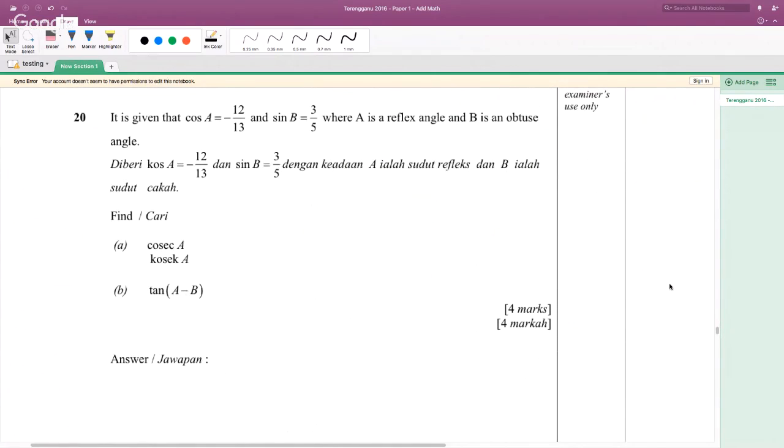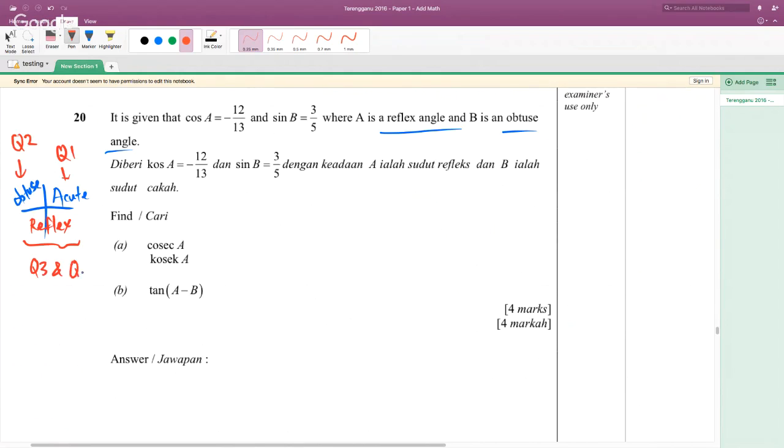Okay, so question 20. It's given that cos A is this one, cos B is this one. A is a reflex angle, B is an obtuse angle. So in the quadrant diagram, please remember this one is acute angle. This is acute. This one will be obtuse angle. And then the last two will be reflex angle. Whenever you see an acute angle, you know it falls in the first quadrant. Whenever you see an obtuse angle, it falls in the second quadrant. Whenever you see a reflex angle, it falls in the third and fourth quadrant. This is how I remember.